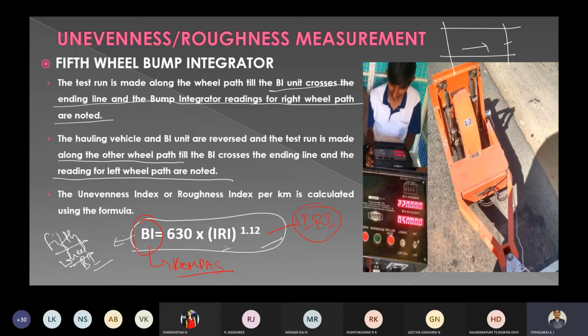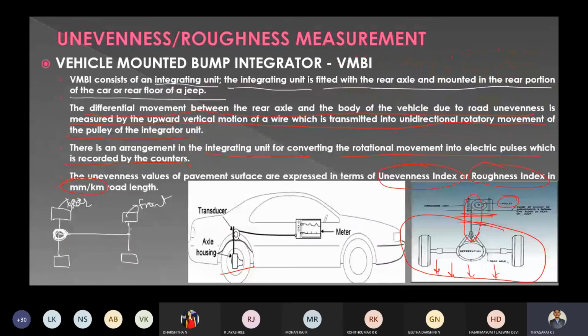So remember there are 4 to 5 equipments. Nowadays this vehicle mounted bump integrator will be used for measuring the roughness. Usually in roads the unevenness measurement is done using this roughness. In olden days they were using straight edge and wet scale to measure the unevenness, and spot levels, that is determining the level on the pavement using a dumpy level. There also you can measure the unevenness index. So these are some modern equipments which can be used to measure the unevenness.